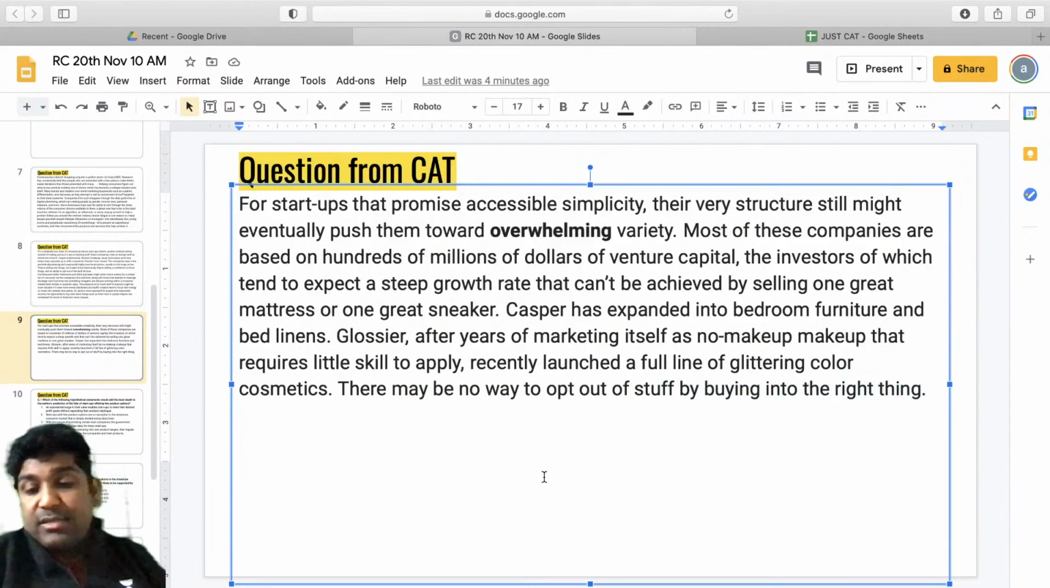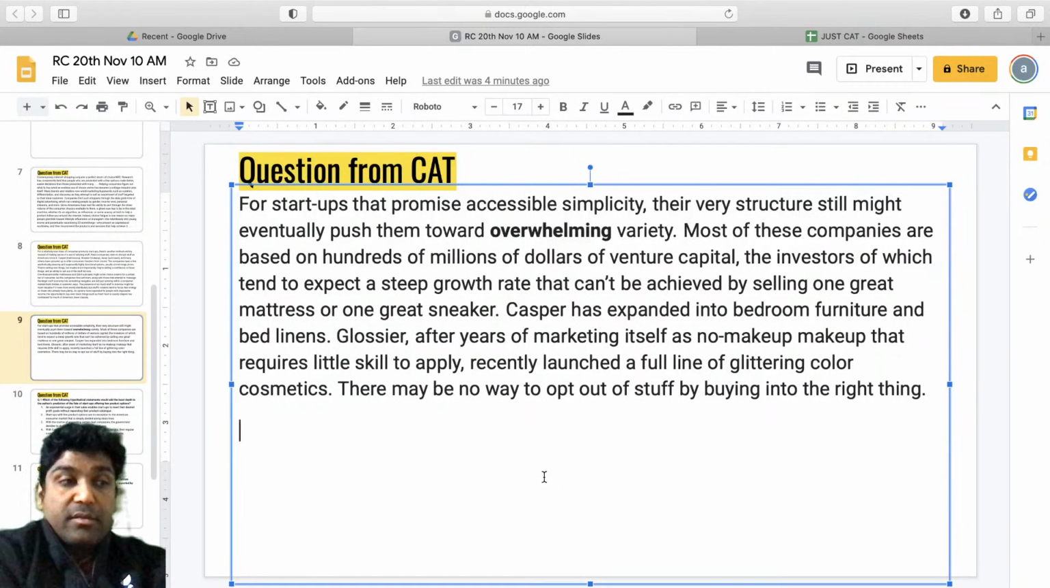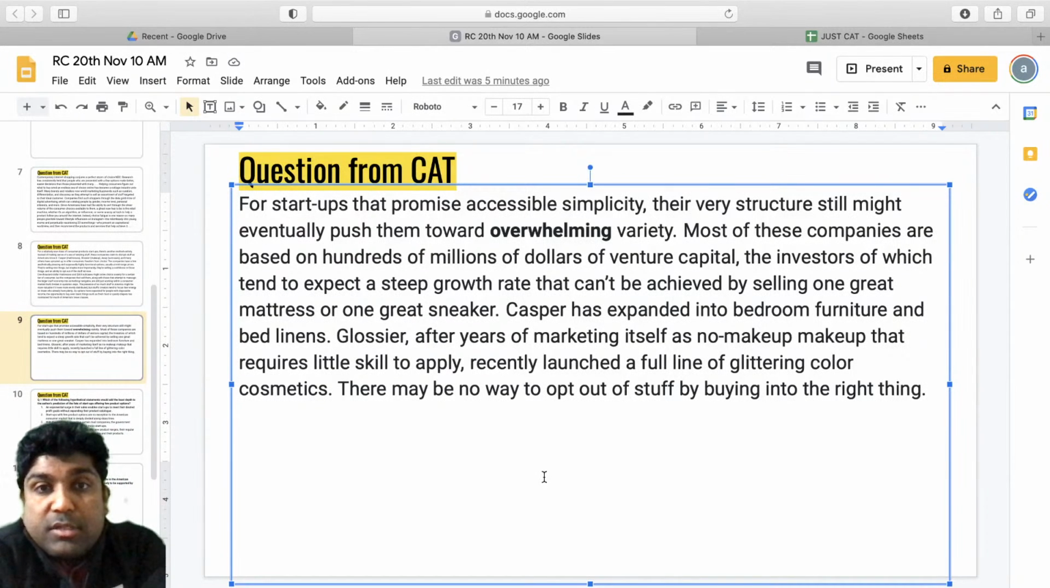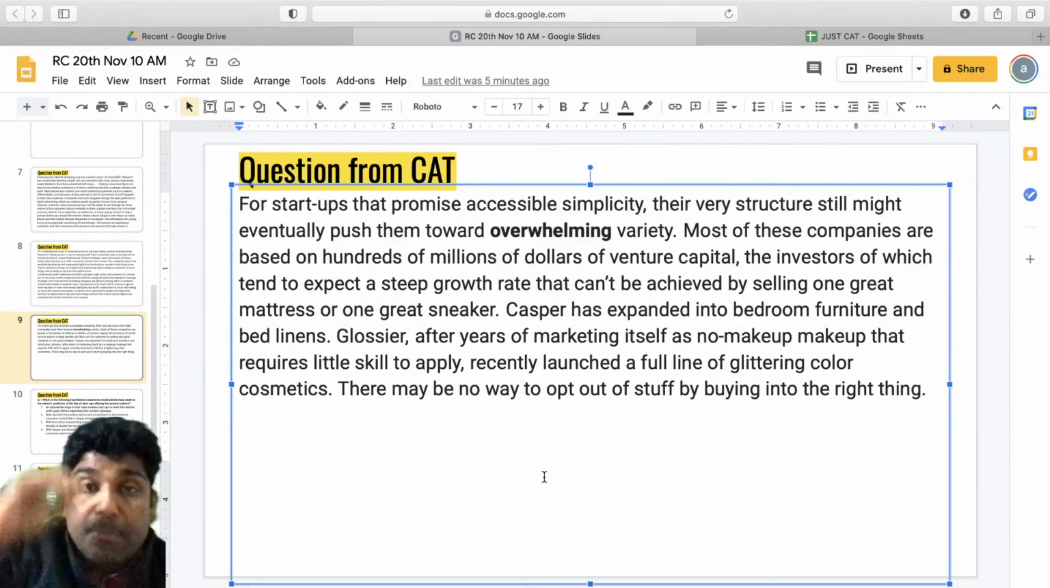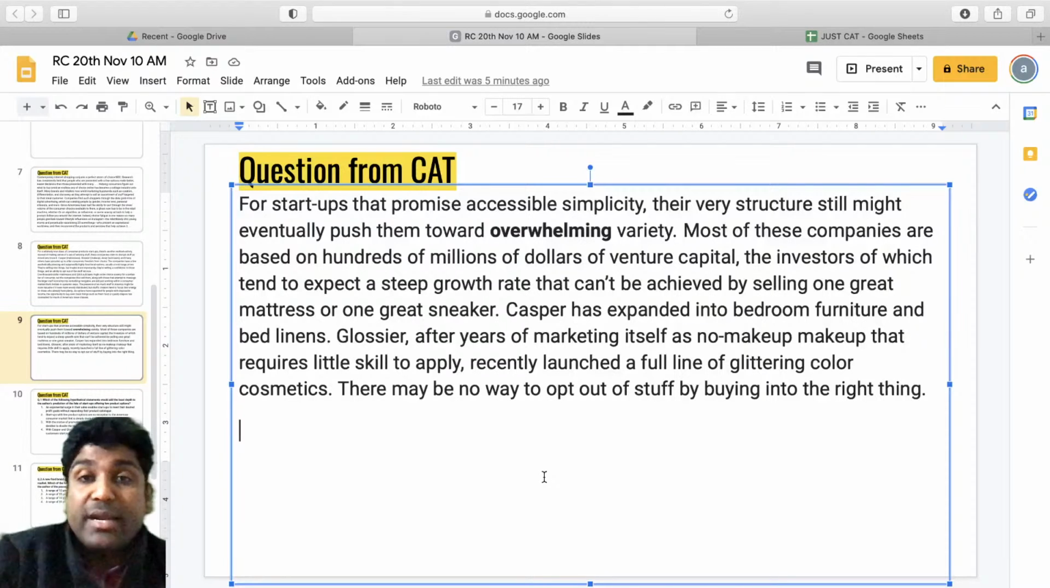So what they're saying is that somewhere this entire idea, this entire structure will not survive for very long, because these companies who are doing this startup business, who have brought in these new ideas, are based on millions of dollars of venture capital, and they expect a steep growth rate.